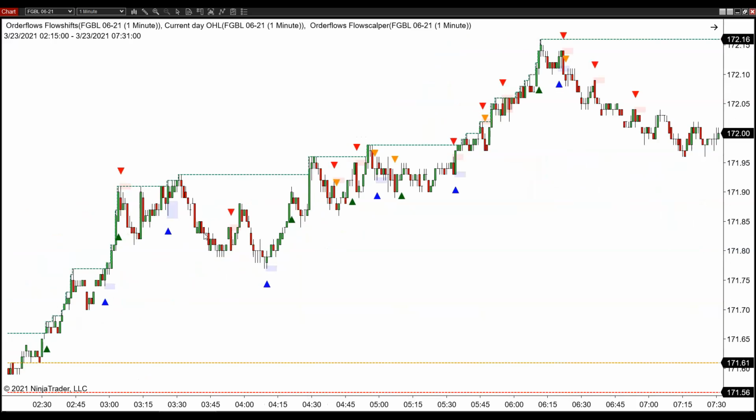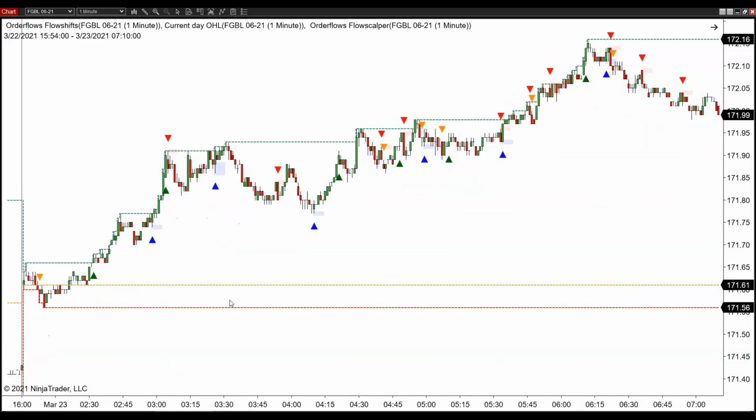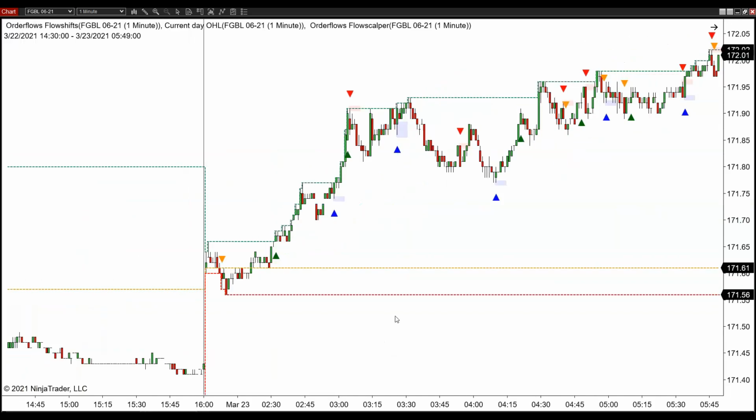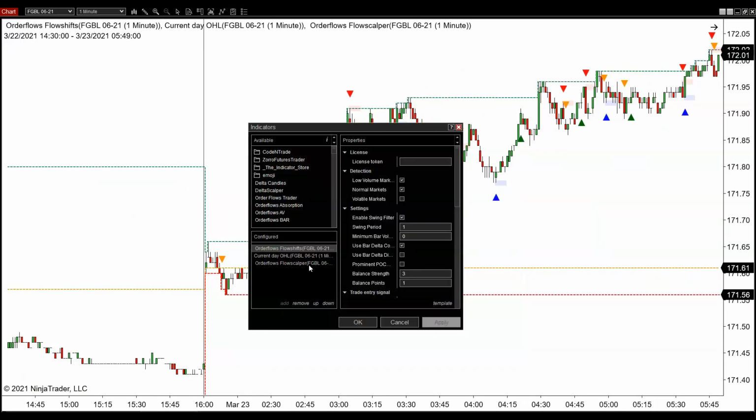Again, you see they're coming in at different points. Blue and red is Flowshifts, the green and orange is Flowscalper. But again, this was just a basic setting that I threw on. I could adjust the setting. I have just Flowscalper set at 3, basically, whereas the Flowshifts I've got 3 and 1, and I'm using the swing filter here.